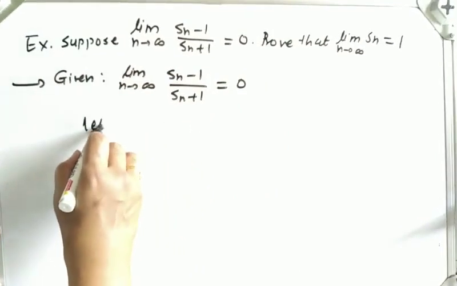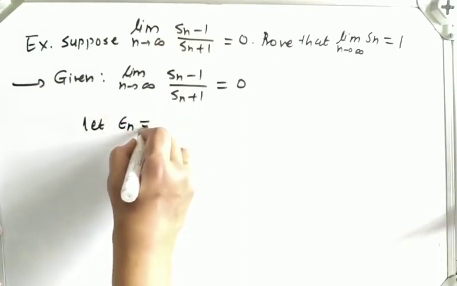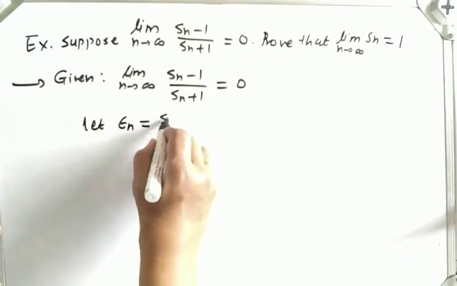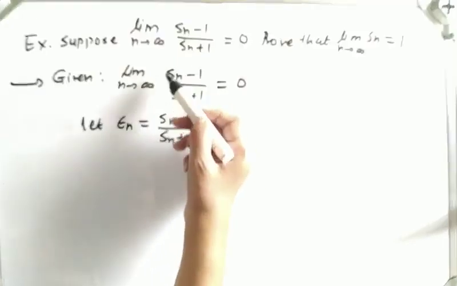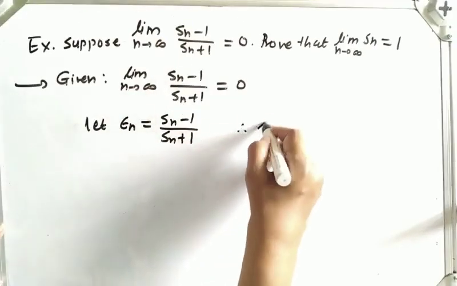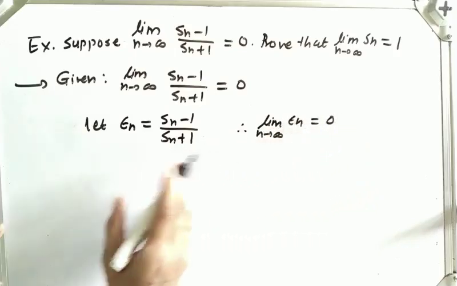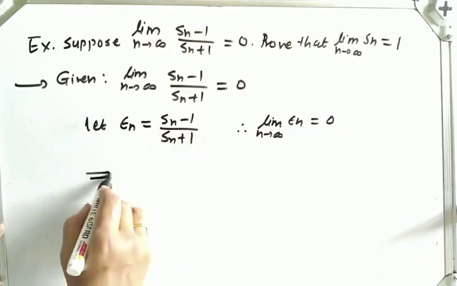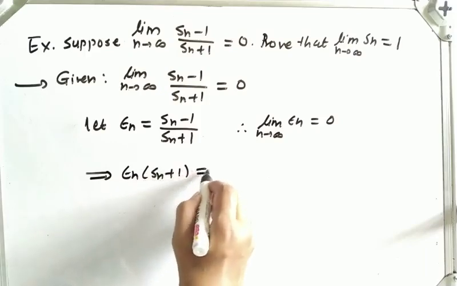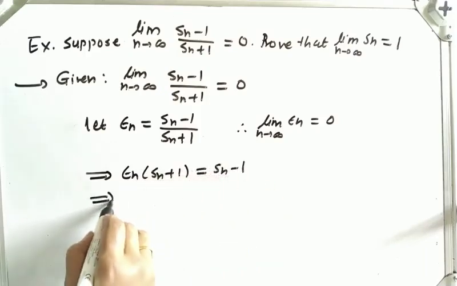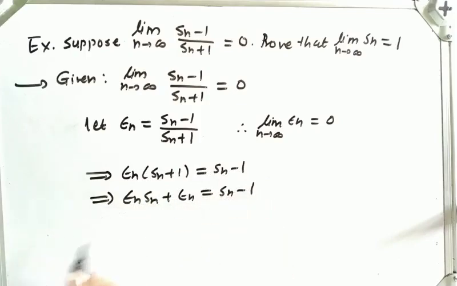So let us assume that this (Sn minus 1) upon (Sn plus 1), let us give it a name epsilon n. Okay. So let epsilon n is equal to (Sn minus 1) upon (Sn plus 1). So from this, as this part is epsilon n, definitely limit of epsilon n as n tends to infinity is equal to 0, because it is given. Now from this we can write, by cross multiplication, epsilon n (Sn plus 1) is equal to Sn minus 1. This implies epsilon n Sn plus epsilon n is equal to Sn minus 1.